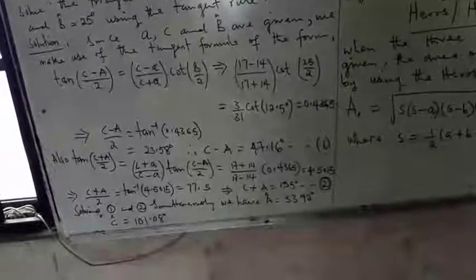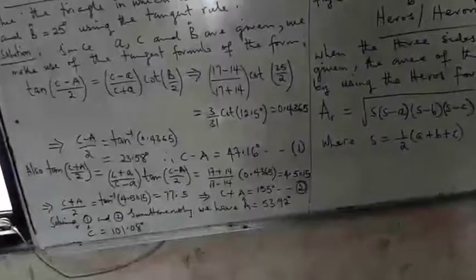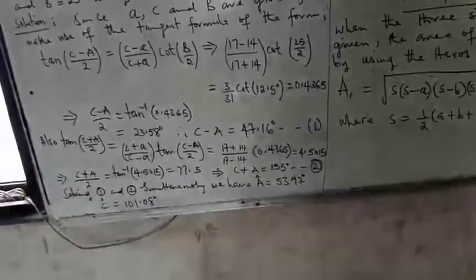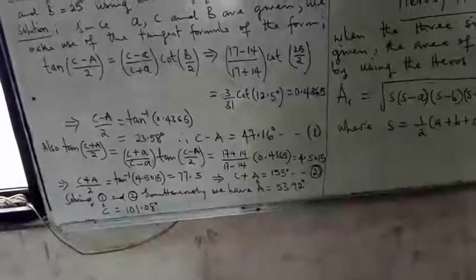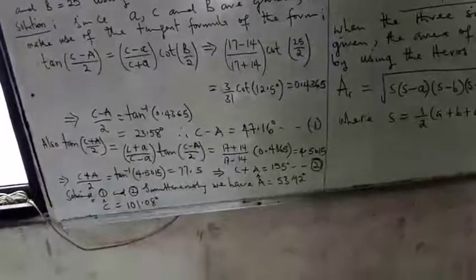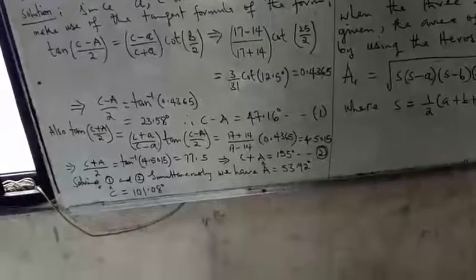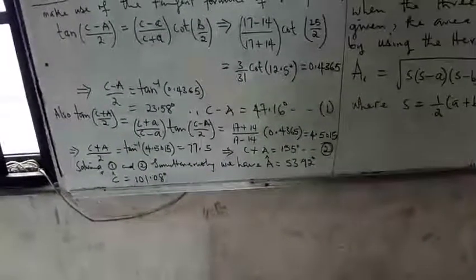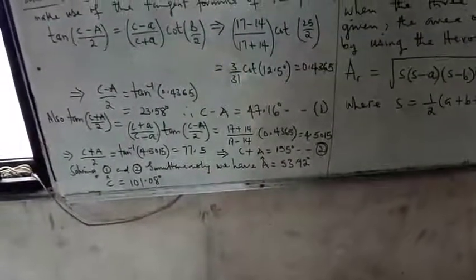Substituting, B is 25 degrees. Substituting into the formula, we have (17 minus 14) over (17 plus 14) cot 25 over 2, and that reduces to 0.4365. So on the left hand side, tan of (C minus A) over 2 equals 0.4365. Taking tan to the other side, (C minus A) over 2 is given by arctan 0.4365.